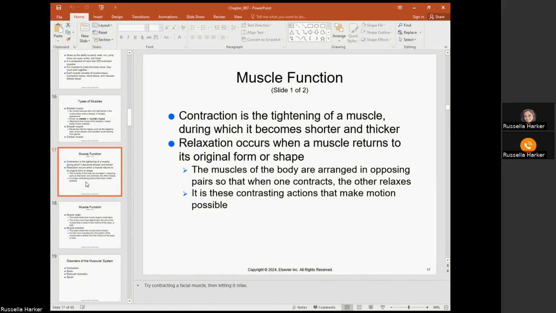The muscles in the body are arranged in opposing pairs. So when one contracts, the other relaxes. And it's those contrasting actions that make motion possible.